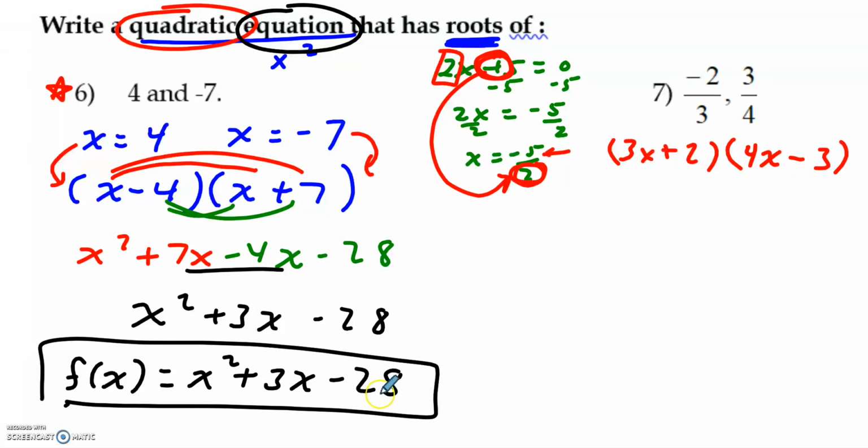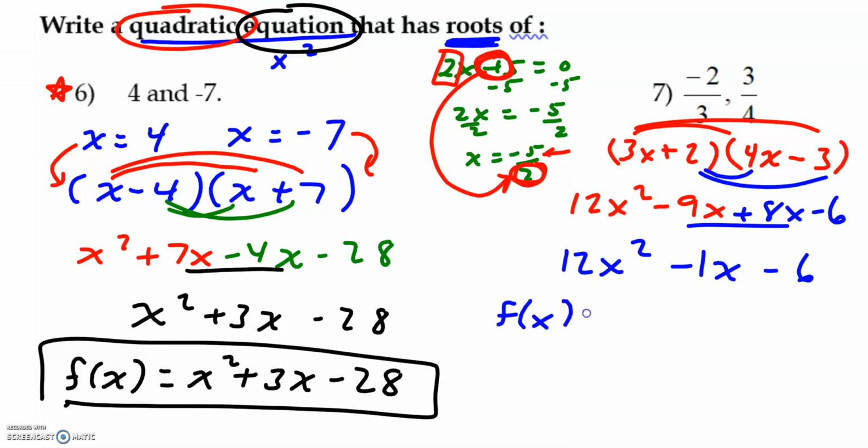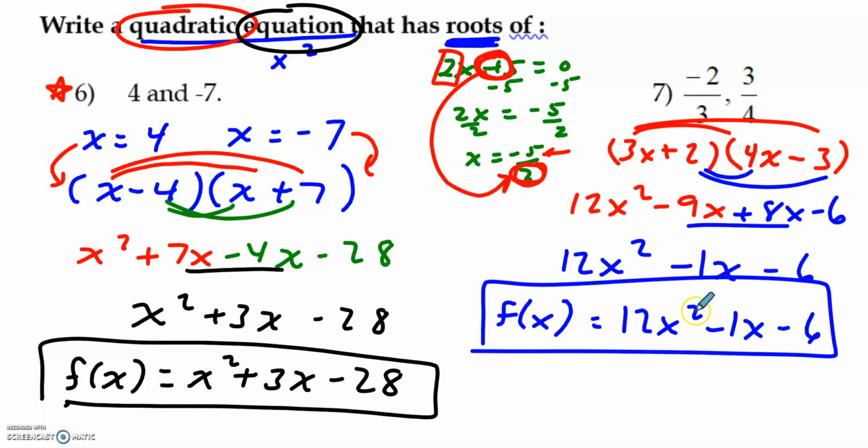And if I would like my final answer to look like this in black, I would have to, again, distribute the 3x first. 3x times 4x is 12x squared. 3x times negative 3 is negative 9x. If I then focused on the 2, 2 times 4x is 8x. 2 times negative 3 is negative 6. If I combine like terms, I get 12x squared minus 1x minus 6. So my function is 12x squared minus 1x minus 6. And I know it's quadratic because the highest power is 2.